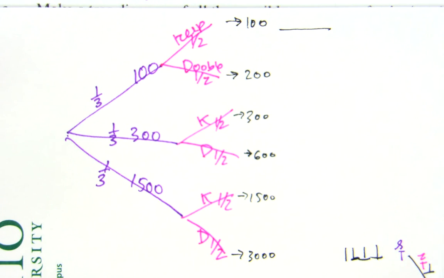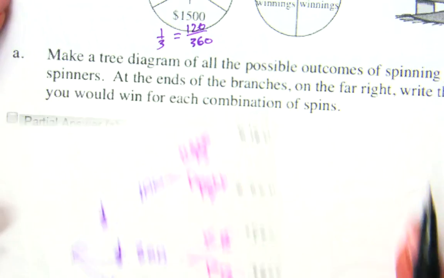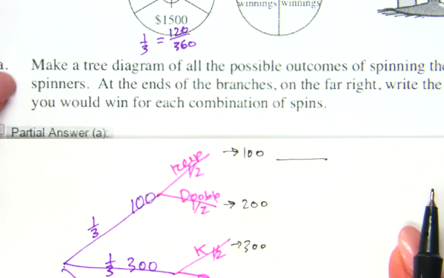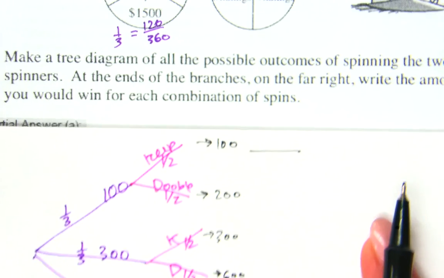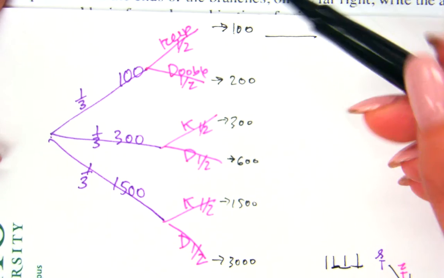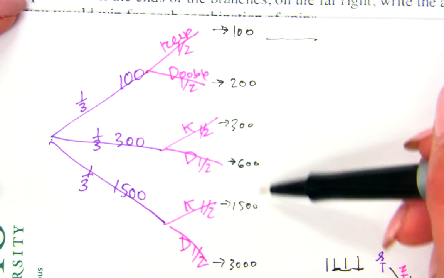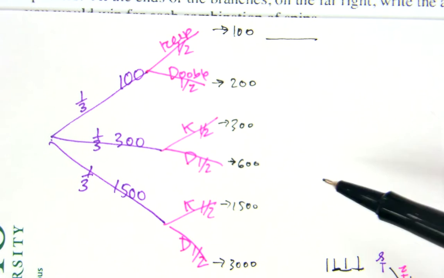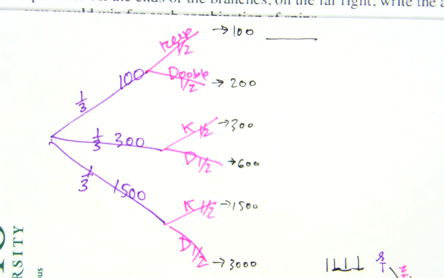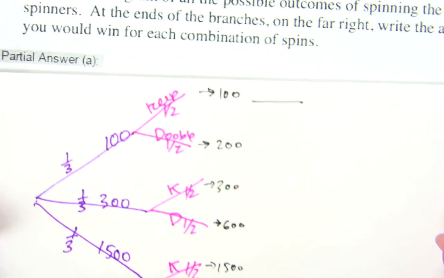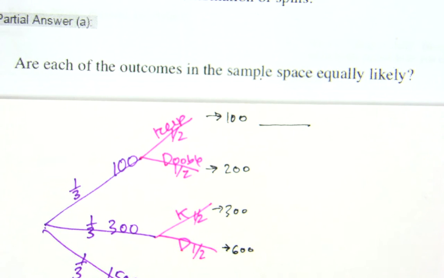Okay, so these are the possible outcomes. That's what I was asking in part A. What are the possible outcomes of spinning the 2 spinners? The possible outcomes are, you get 100, 200, 300, 600, 1,500, or just 3,000. Okay, next one, it says, are each of the outcomes in the sample equally likely?